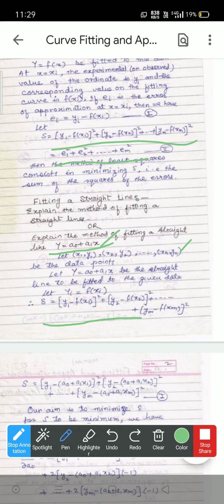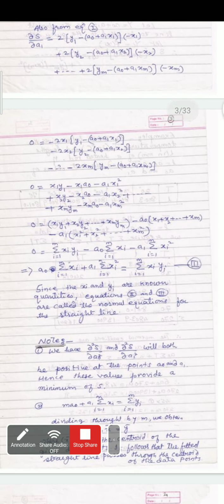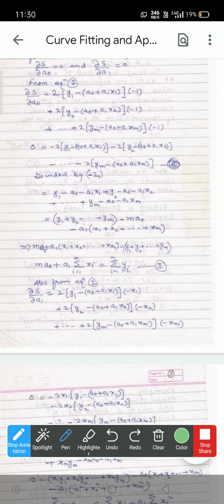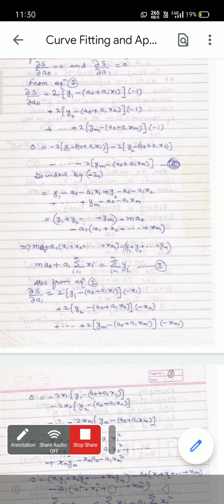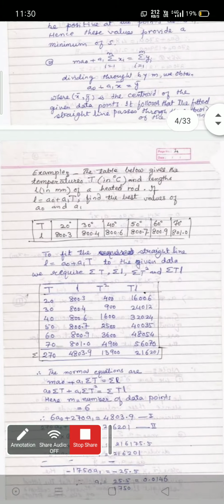So this is the equation, and to minimize the error, the differentiation of S with respect to a0 and the differentiation of S with respect to a1 is equal to 0. Using this we find the normal equations. This is the first normal equation and this is the second normal equation, where m is the number of given data points. So here the normal equations are very important.